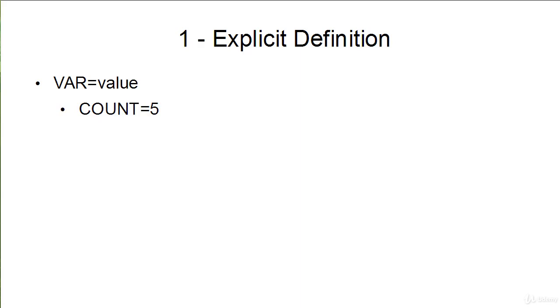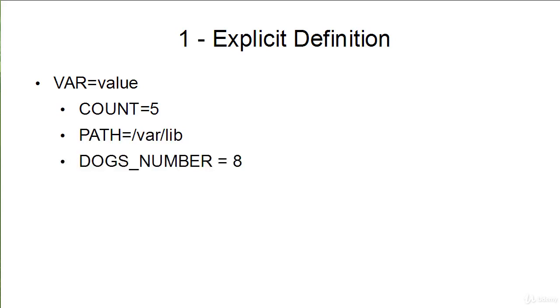Count equals 5. Here you can see that we can store number. Path equals /var/lib. We can definitely store path into a variable. Dog's number equals 8. In most programming languages, this would be the correct way how to assign value 8 into variable called dog's number. But do you remember what I told you at the beginning? In Bash, when we are assigning value to a variable, we cannot have any space next to the equal sign.